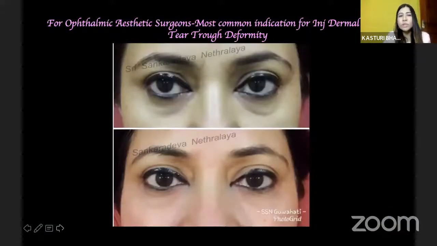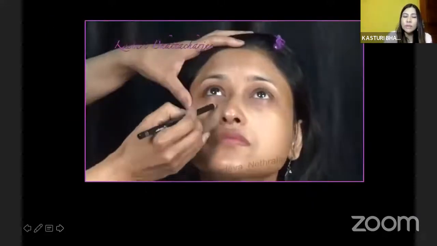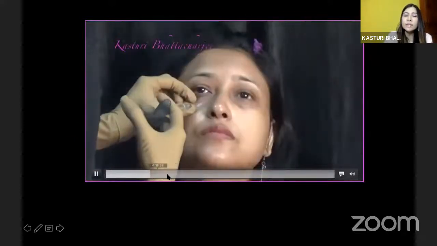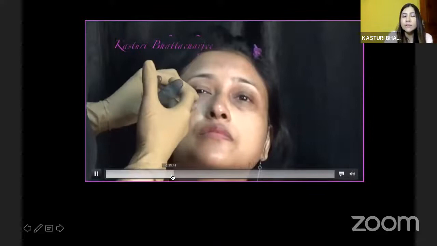And for ophthalmologists, the most common indication for us is the management of the tear trough deformity, which we usually do with a needle. And when we give a needle injection, we get beautiful results. And this is what most of us practice initially.